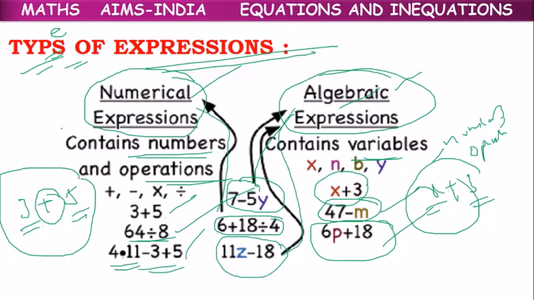Like that, we have two kinds of expressions. If they contain only numerals and operators, numerical expression. If they contain variables also, at least one variable, then algebraic expression.